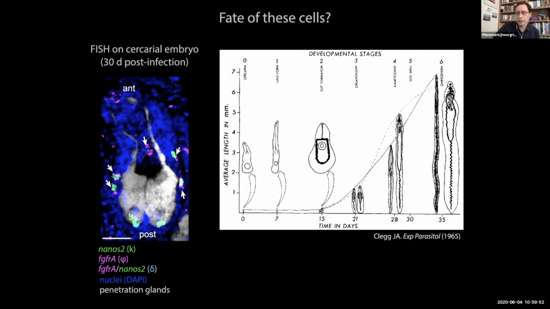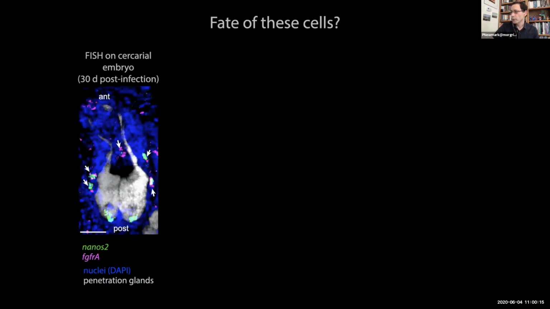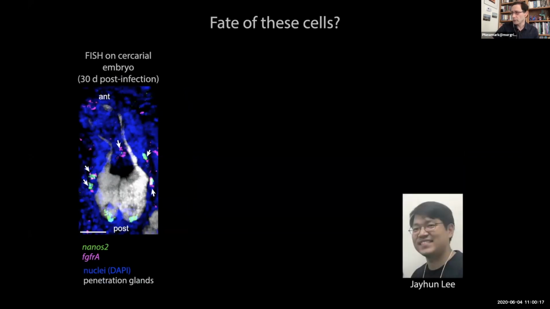Okay, so because there isn't any growth in this initial 2 week period, and because we had only recently identified the stem cells, no one had looked carefully at what was going on in terms of the proliferation and what cells were proliferating and what was going on developmentally during this early time point. The earliest identified mitotic figure actually was at 4 days post this transformation. So at this point, I was really fortunate to have Jae-Hun Lee join the lab as a postdoc.